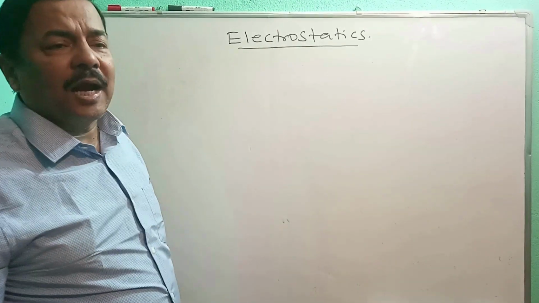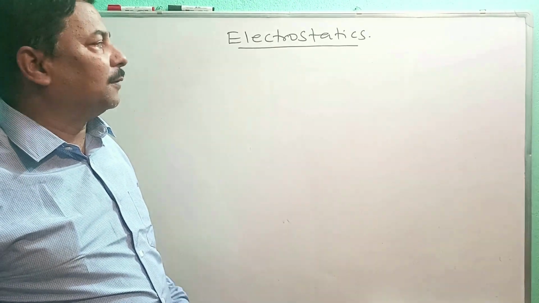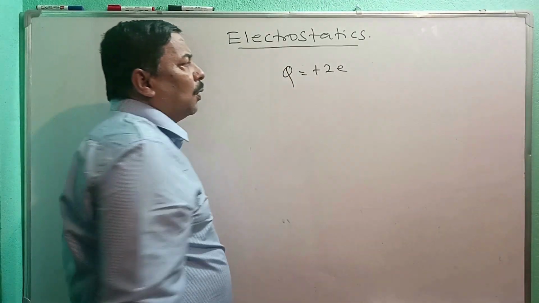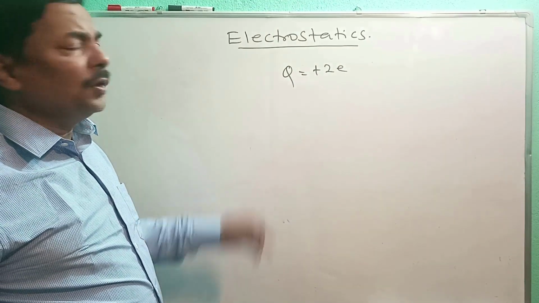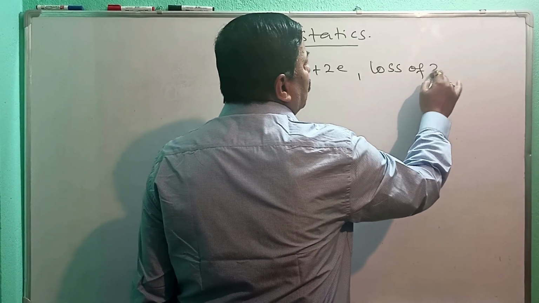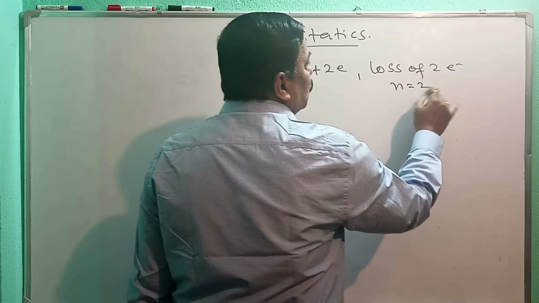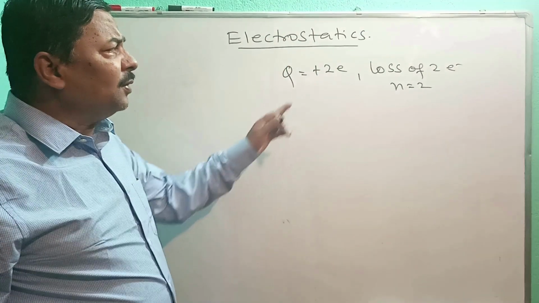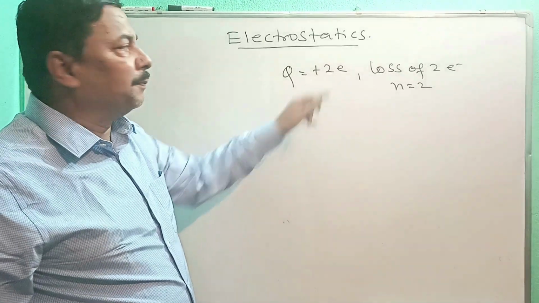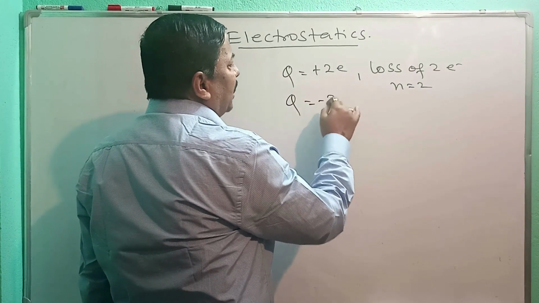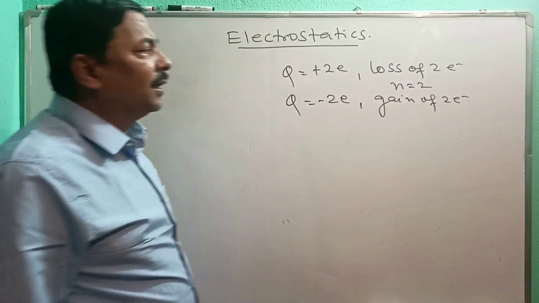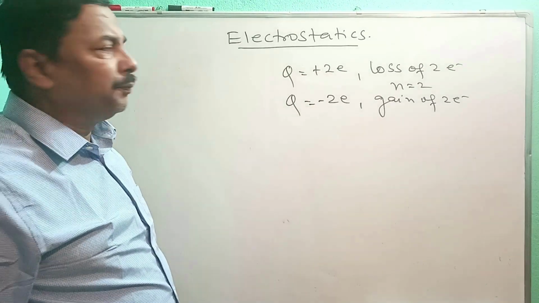Now we would like to understand the concept of quantization in a different way. Suppose I am writing Q is equal to plus 2e. Whether this charge is possible or not. Q is equal to plus 2e means loss of 2 electrons, N is equal to 2. This charge is possible. Why? Because 2 is an integer. If I write minus 2e, this represents gain of 2 electrons. This is also possible.